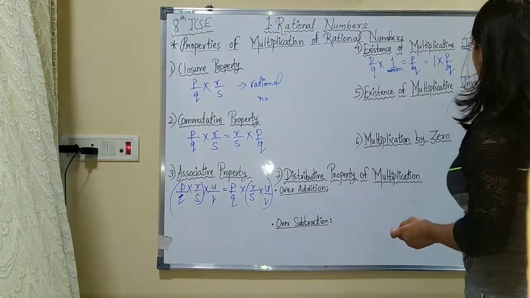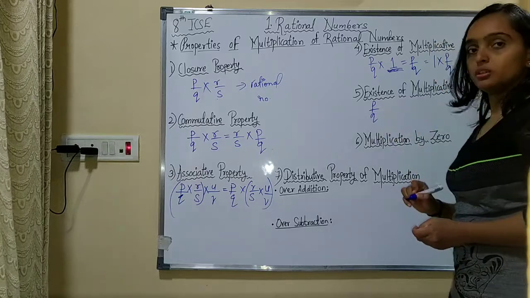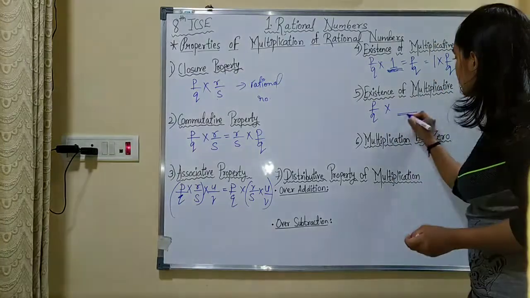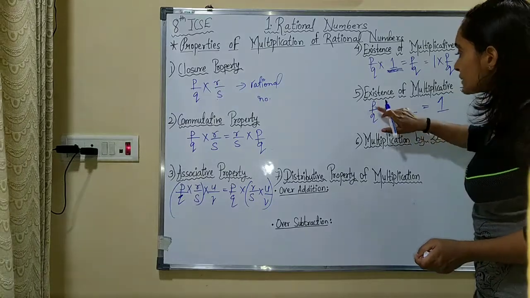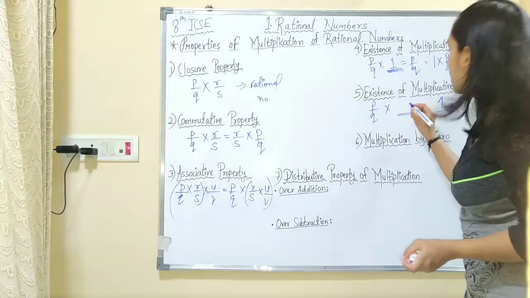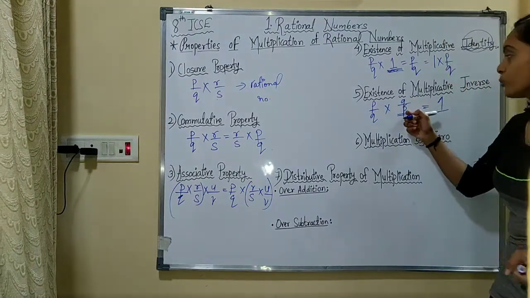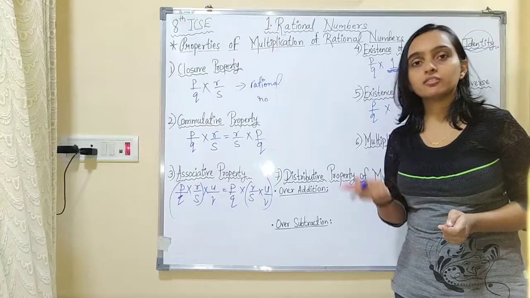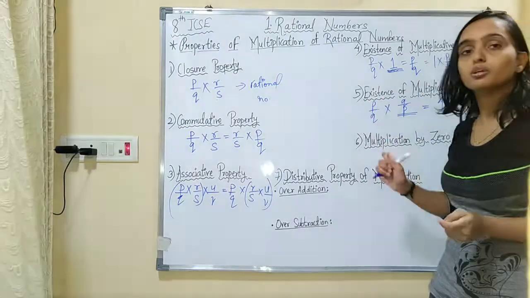Now the existence of multiplicative inverse. What is an inverse? If you have p upon q, it is multiplied by something to get the multiplicative identity. So it's the reciprocal of the rational number. The reciprocal of this will be q upon p. So q upon p is said to be the multiplicative inverse, or multiplicative reciprocal, of the rational number p upon q.